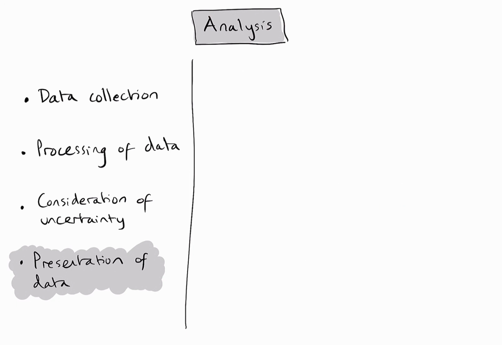In summary, these are the four important subsections to include in the analysis part of your chemistry IA: data collection, processing of data, consideration of uncertainty, and presentation of data.